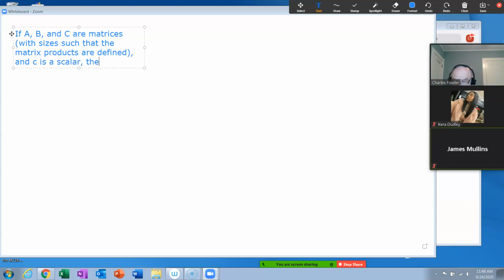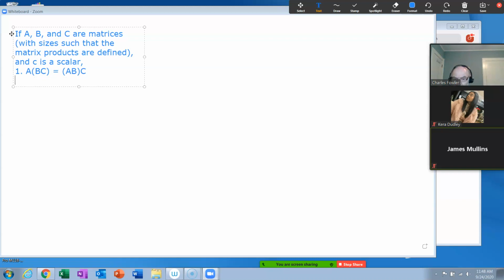Then these properties are true. Okay, I'm just going to leave that. These properties are true. First, if you had matrix A multiplied by the product of B times C, that's got to be equal to the product of AB times C. Okay, that's the first one.